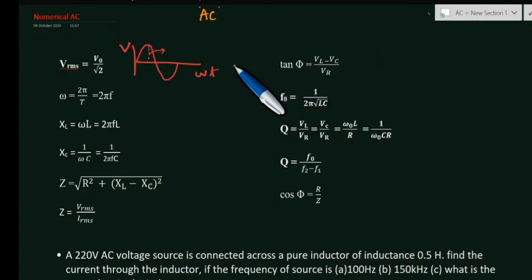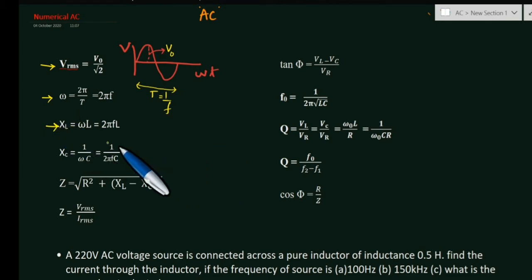Let us solve some problems on AC, and these are the formulae required. The first one is Vrms is equal to V0 divided by root 2, where V0 is the peak value of voltage, and omega is angular frequency, that is 2 pi divided by T, that is equal to 2 pi f, where T is the time period of AC and f is the frequency of AC, and T and f are related by this formula.